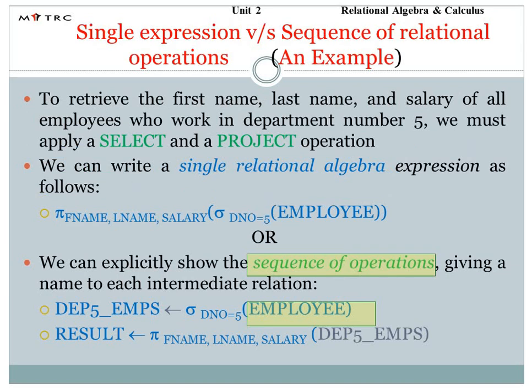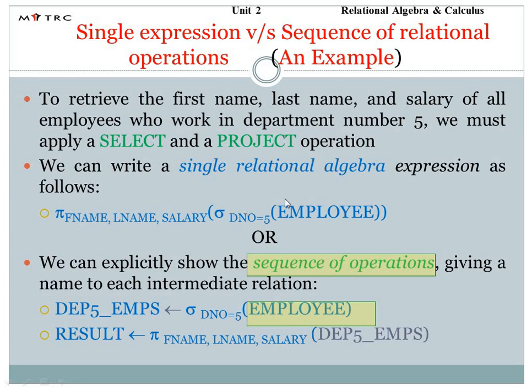Now let me compare both approaches, the single expression versus the sequence of relational operations, with the help of an example. We are interested in retrieving the first name, last name and salary of all employees who work in department number 5. We must apply the select and project operations. We can write the single expression in this manner: project on first name, last name and salary, applied on the select of department number 5 on the employee relation. That means this is a simple expression that comprises two operations, select and project.